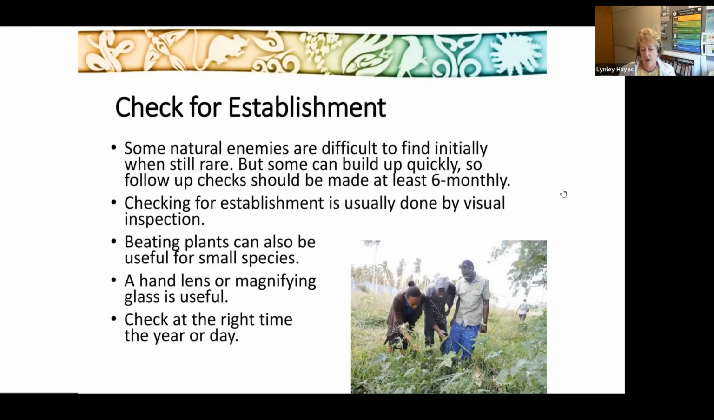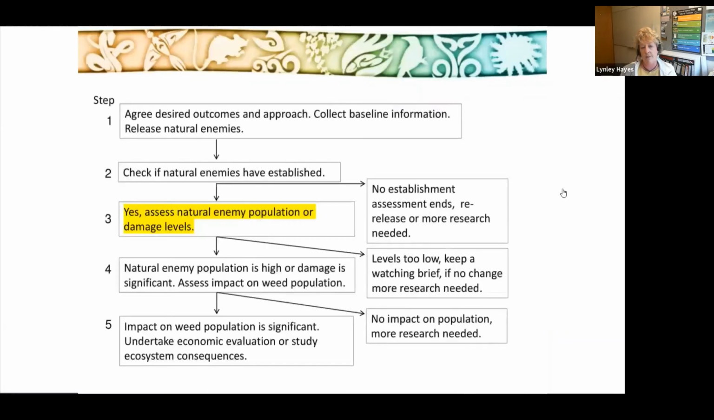We need to check at the right time of the year or the day. Some natural enemies will only be present at certain times of the year. If you're looking at the wrong time of the year, you won't find them. And some insects are more active early in the morning or in the evening. Others are more active during the day. So we need to go and look at the best time to find each of the natural enemies.